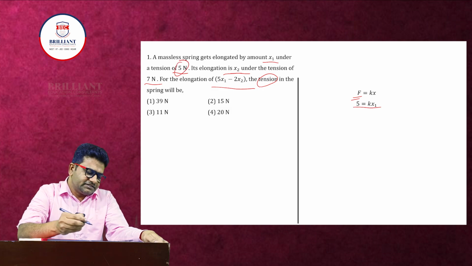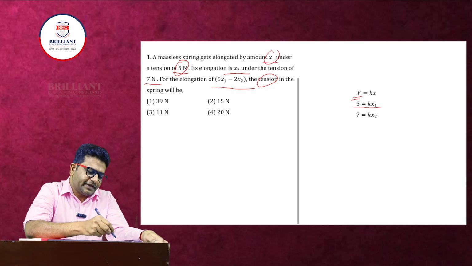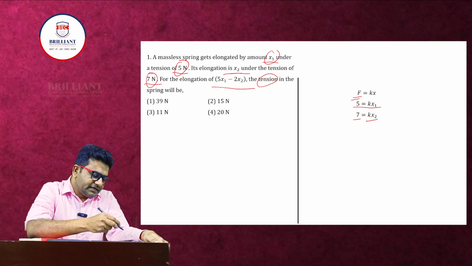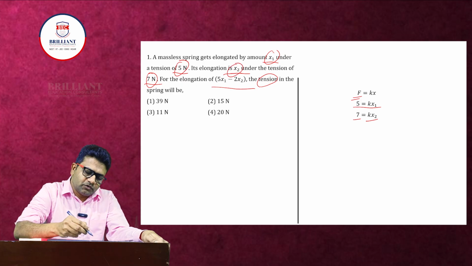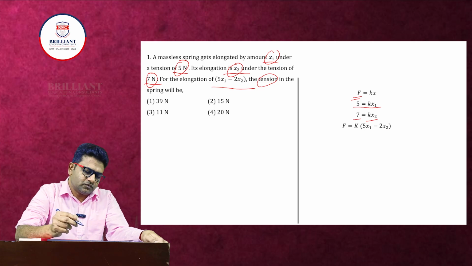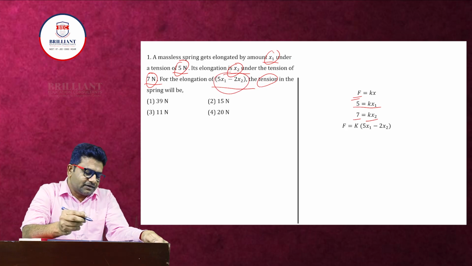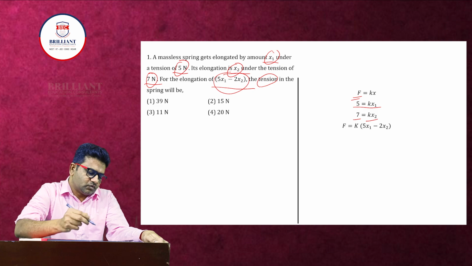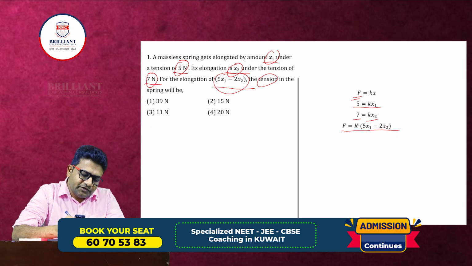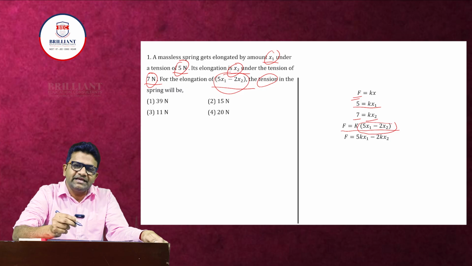By applying here, we see 5 is equal to Kx1, spring constant into x1. Then in the next equation, 7 Newton is equal to Kx2, where x2 is the corresponding extension. Then we have to find the tension for the extension 5x1 minus 2x2. So F equal to Kx, that is F equal to K into 5x1 minus 2x2, because 5x1 minus 2x2 is the extension.